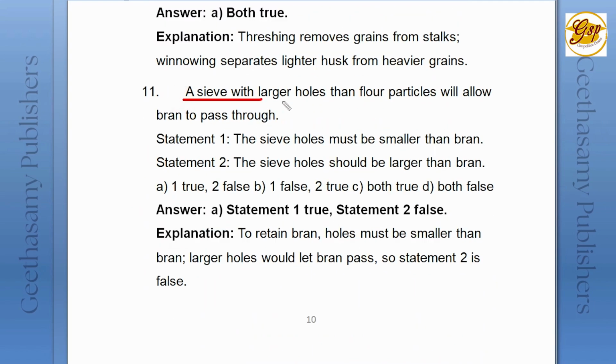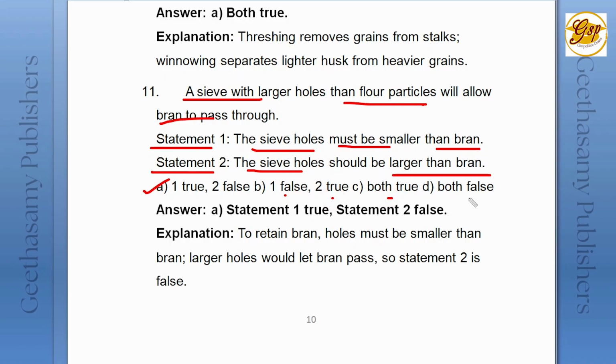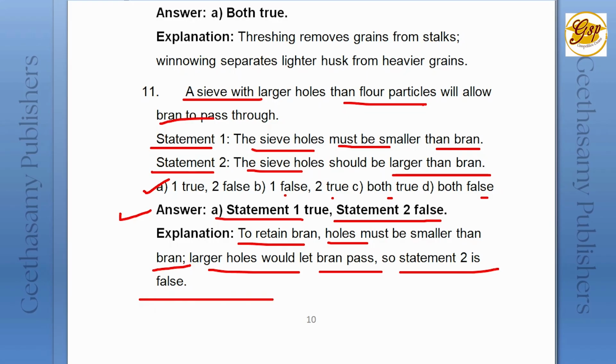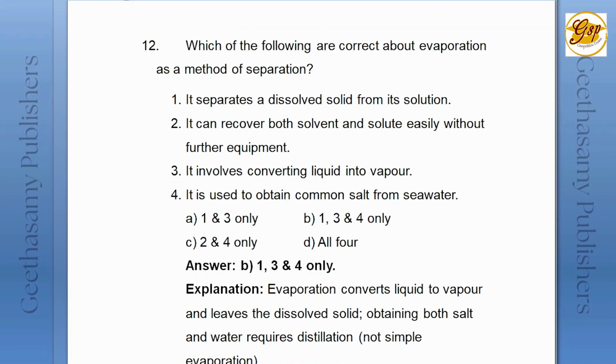11th question: a sieve with larger holes than the flour particles will allow bran to pass through. Statement 1, the sieve holes must be smaller than the bran. Statement 2, the sieve holes should be larger than the bran. A, 1 is true, 2 is false. B, 1 is false, 2 is true. C, both are true. D, both are false. The correct answer is statement 1 is true, statement 2 is false. The explanation: to retain bran, holes must be smaller than the bran, and larger holes would let bran pass through. So statement 2 is false. Right?